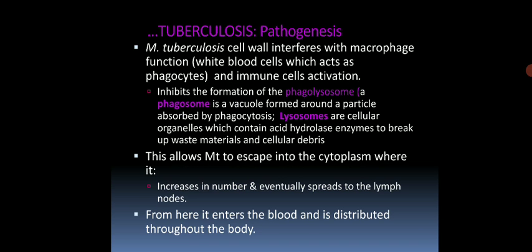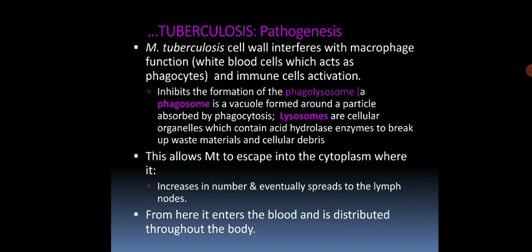So the Mycobacterium tuberculosis cell wall interferes with macrophage function. Macrophages are white blood cells which act as phagocytes, and it interferes with immune cell activation and inhibits the formation of the phagolysosome. A phagosome is a vacuole formed around a particle absorbed by phagocytosis, and lysosomes are cellular organelles which contain acid hydrolase enzymes to break up waste material and cellular debris. So it inhibits the formation of the phagolysosome.